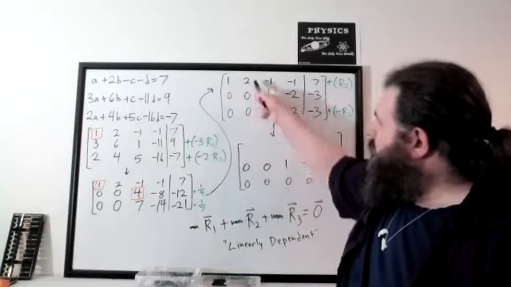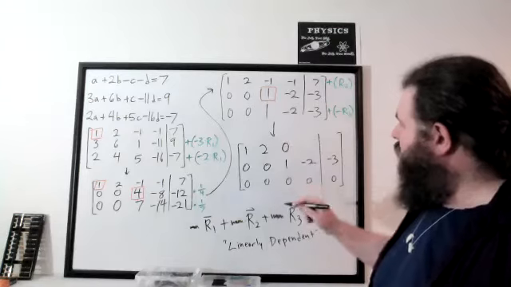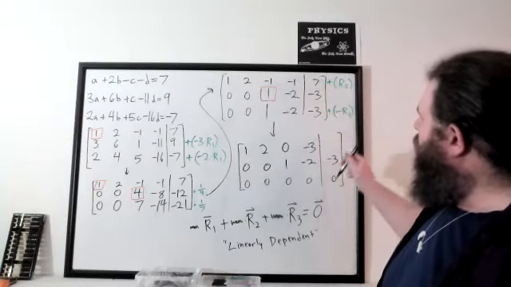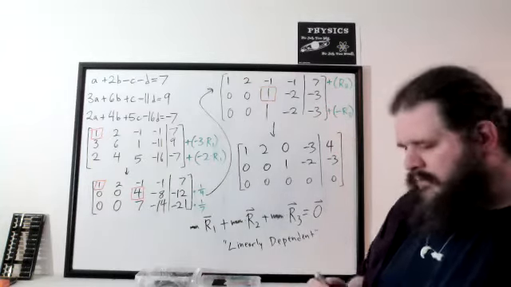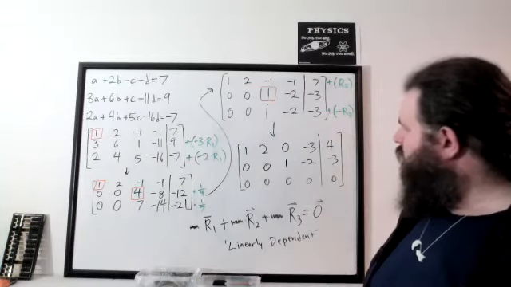1 plus 0 and 2 plus 0 don't change. -1 plus 1 cancels out exactly as we wanted it to. -1 plus -2 is -3. And 7 plus -3 is 4. So that's our new matrix.